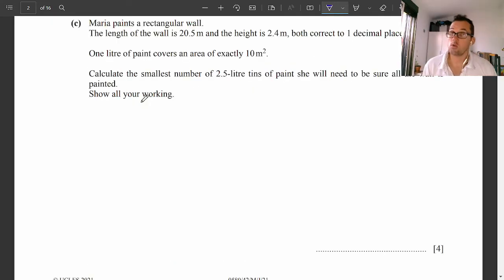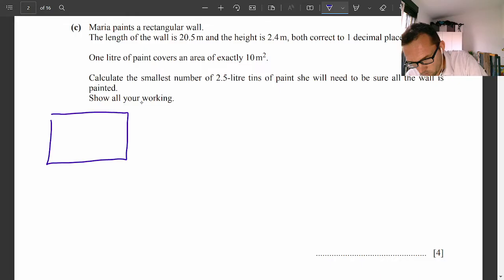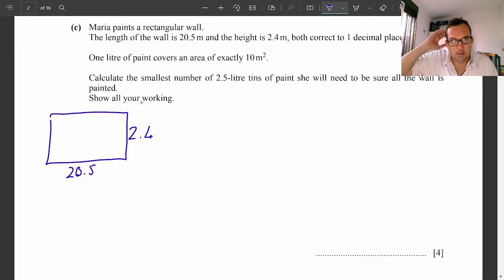Question 1c. According to the examiner's report, lots of students struggle with this question. So we're going to look at this very thoroughly. Maria paints a rectangular wall. Let's make ourselves a little diagram. Okay, there is a rectangular wall. The length is 20.5 meters. The height is 2.4 meters. Correct to one decimal place.